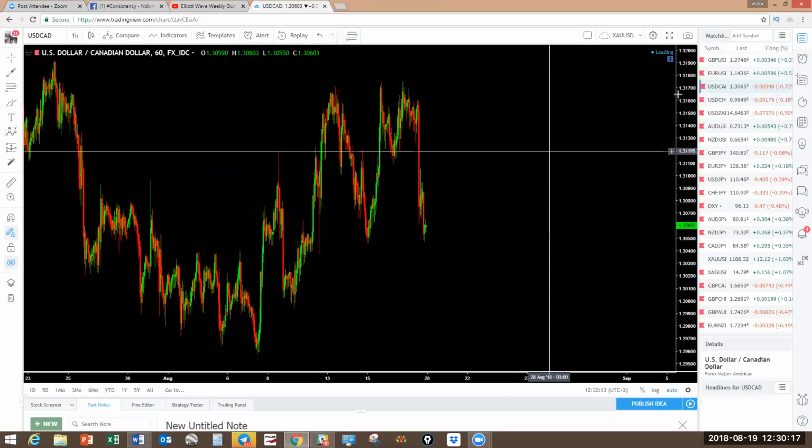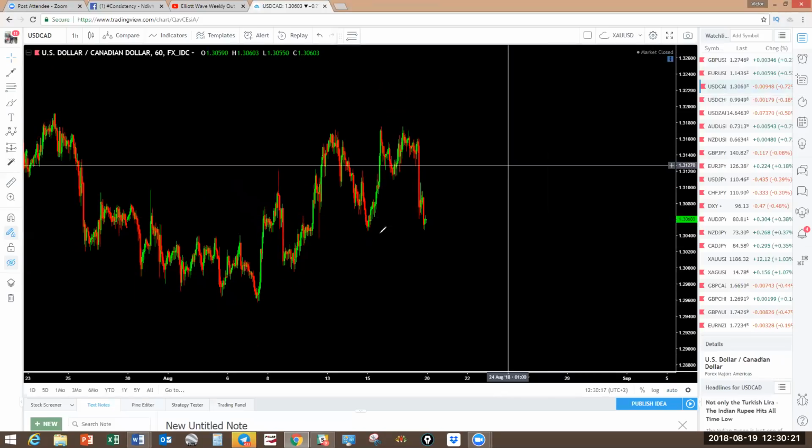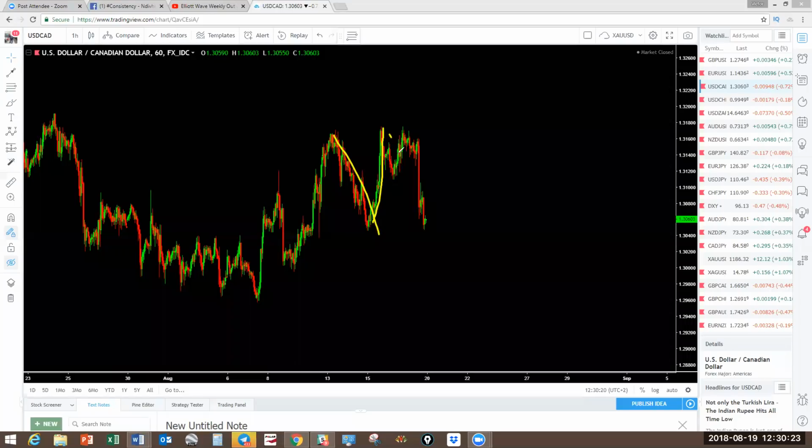US dollar CAD, that is the 1 hour. Let me show you the 4 hour. So I don't like these moves. You can see here there's no correction. There's a pulse, no correction there. So this is what I think will happen here.